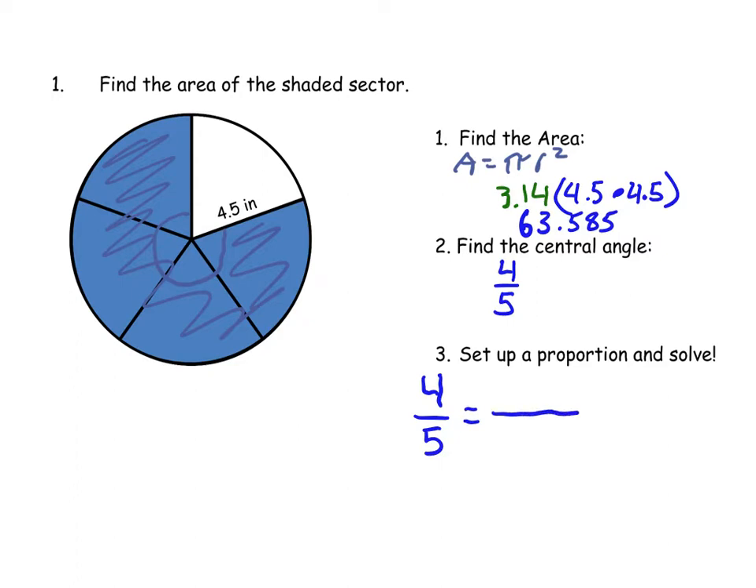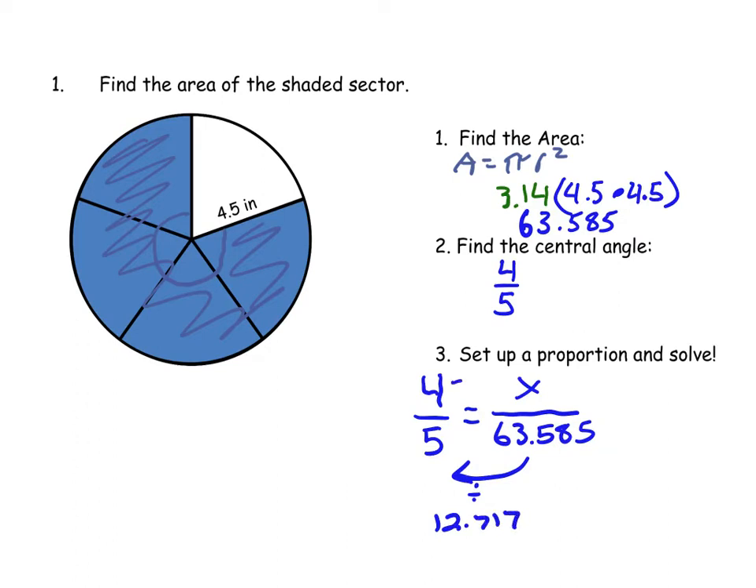I know the area of the whole circle, and the whole goes on the bottom, 63.585. And I'm looking for the part that's shaded, x. So I take my 63.585 and find a connecting number here. I can divide 63.585 by 5. You get 12.717. So I divide to find my connecting number, and my answer there was 12.717.